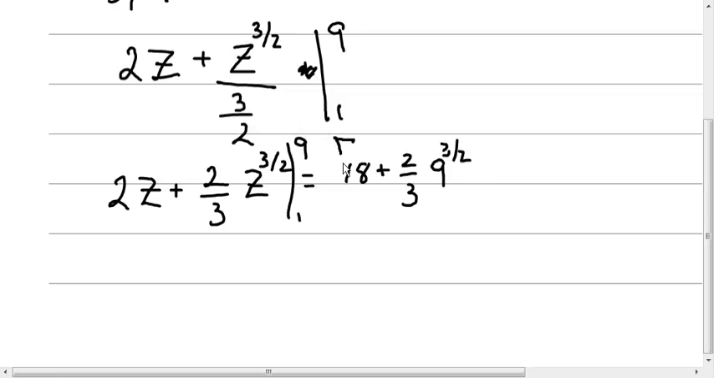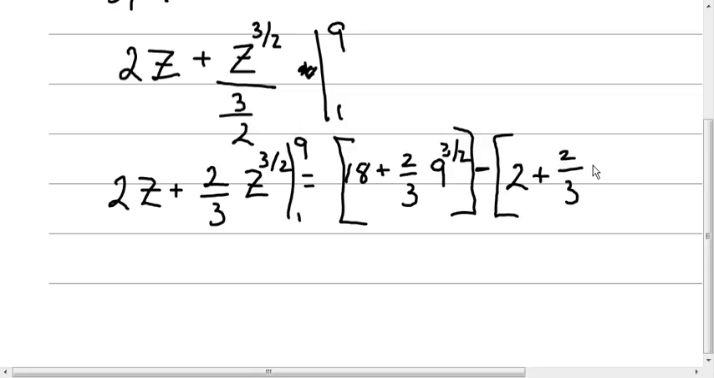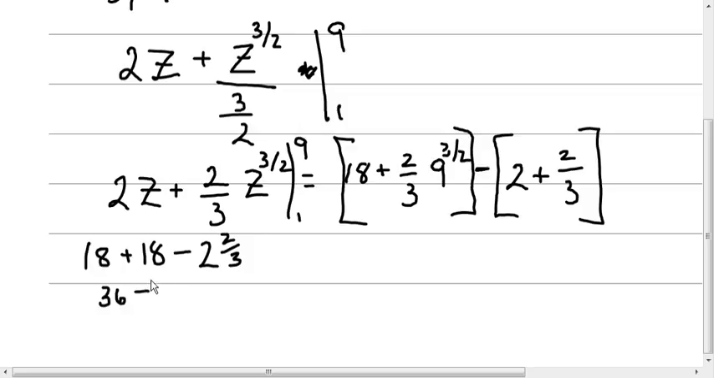And there's our first part where we plugged in 9, minus our second part where we plug in 1. We get 2 times 1, which is 2, plus 2/3 z to the 3/2. Well, 1 raised to the 3/2 is just 1, so we get something like this. Multiply these things out, and we'll get 18 plus 18 minus 2 and 2/3. This is now 36 minus 2 and 2/3, which might be considered an answer, or you can convert this to thirds.